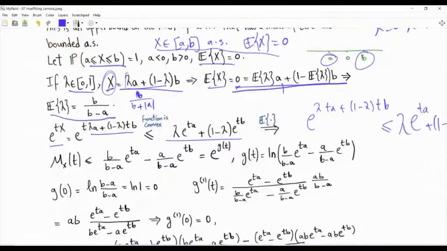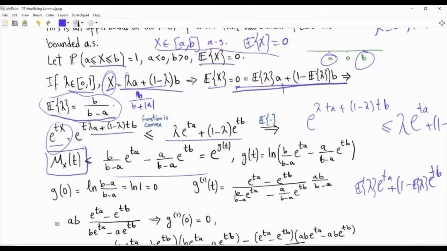Then take the expectation of both sides. Then we have the moment generating function of x on the left, and on the right, you will get the expectation of lambda times e to the ta plus 1 minus the expectation of lambda times e to the tb. Then we have a formula for the expectation of lambda, so plug it in. And so this will be an upper bound on the moment generating function, but it is not a very nice upper bound. We need more.